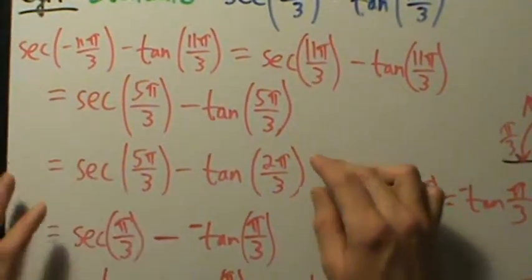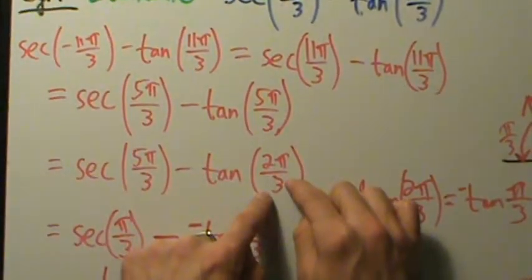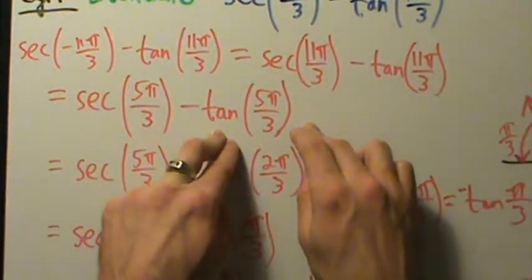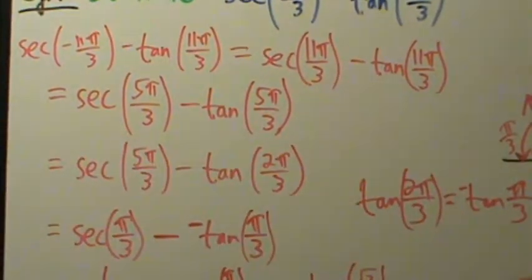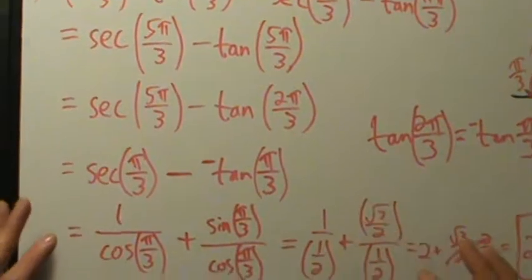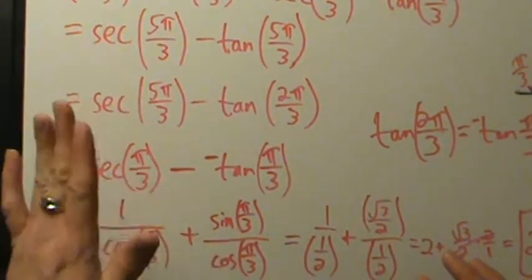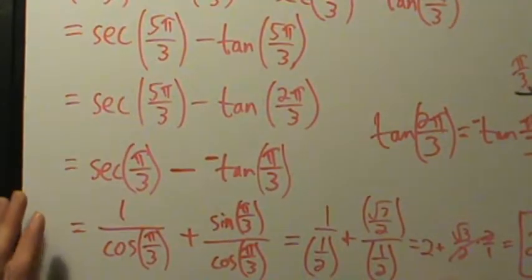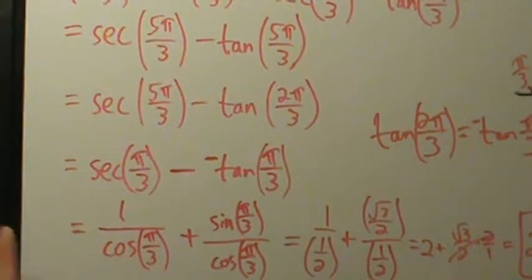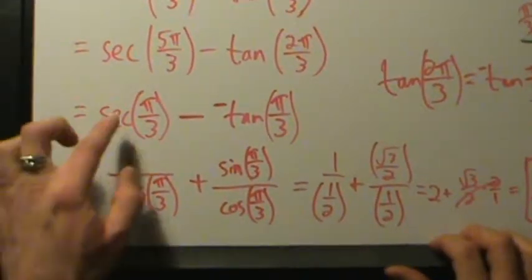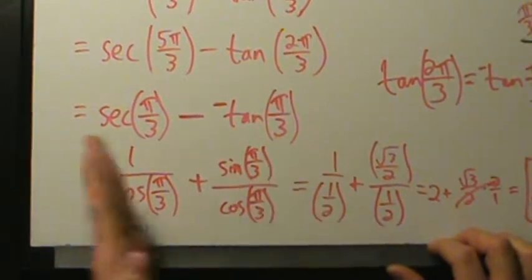So then we said, tangent of 5 pi over 3 is the same as tangent of 2 pi over 3, because tangent has period pi. 5 pi over 3 minus pi is 2 pi over 3, so we have that there. Then we used reference angles to say secant of 5 pi over 3 is secant of pi over 3, because of how reference angles work. And likewise, tangent of 2 pi over 3 is negative tangent of pi over 3. So then this minus that, minus a negative becomes plus, and then we just converted to cosines and sines.